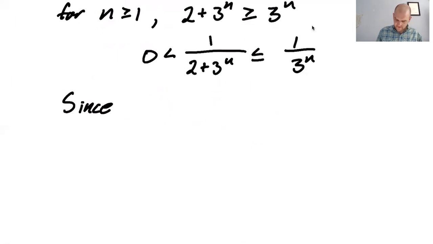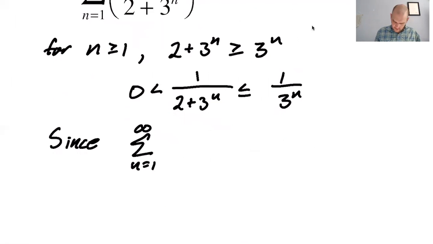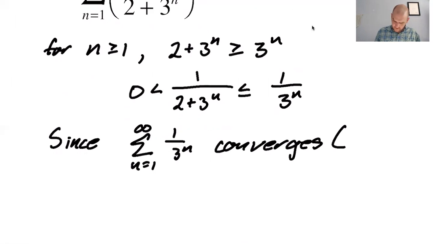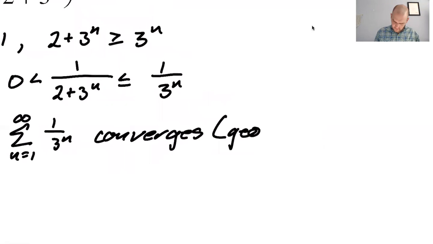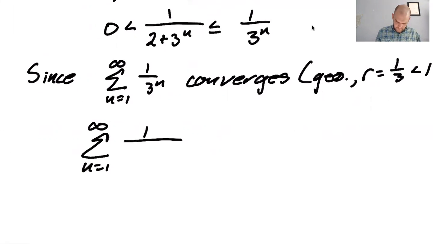So this one went as well as I wish the last one had. So since, what are we going, 1 to infinity? Yes, we are. The sum of 1 over 3 to the n converges. I'm going to say it's geometric, r equals 1/3, which is less than 1. Since that converges, we know that the sum of 1 over 2 plus 3 to the n converges as well.